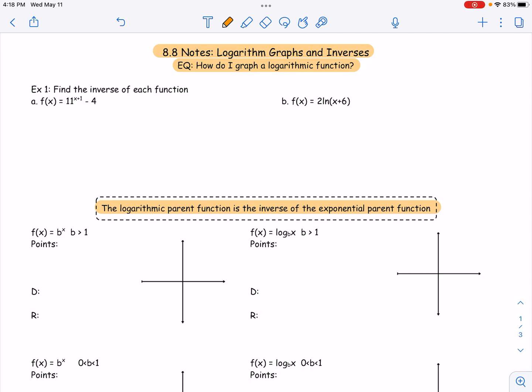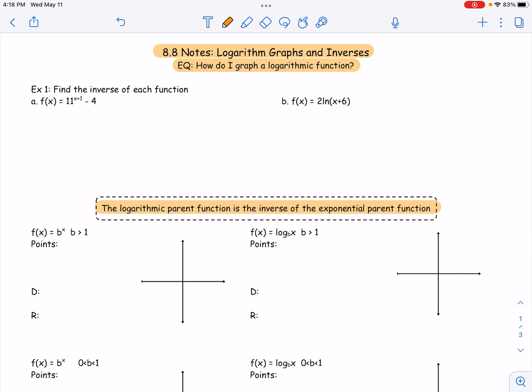This is the last section of the last unit of the year. Woohoo! 8.8, we are going to talk about the logarithm graph and the inverses of logs, which we already know is exponential. The inverse of an exponential equation is a log. The inverse of a log is an exponential. So we're actually going to start with inverses.